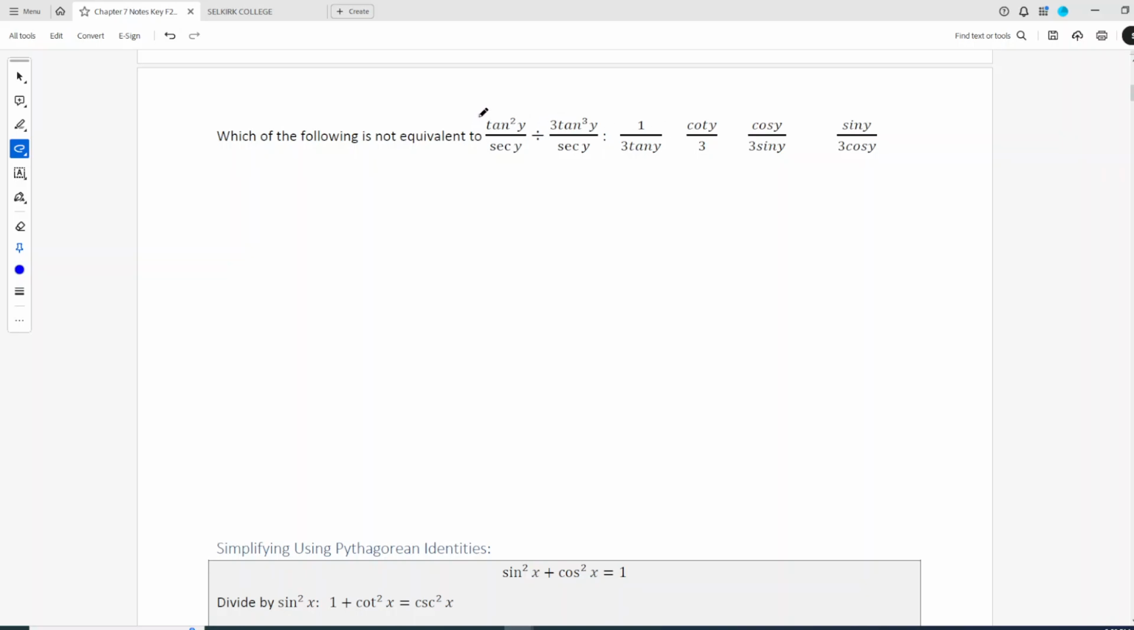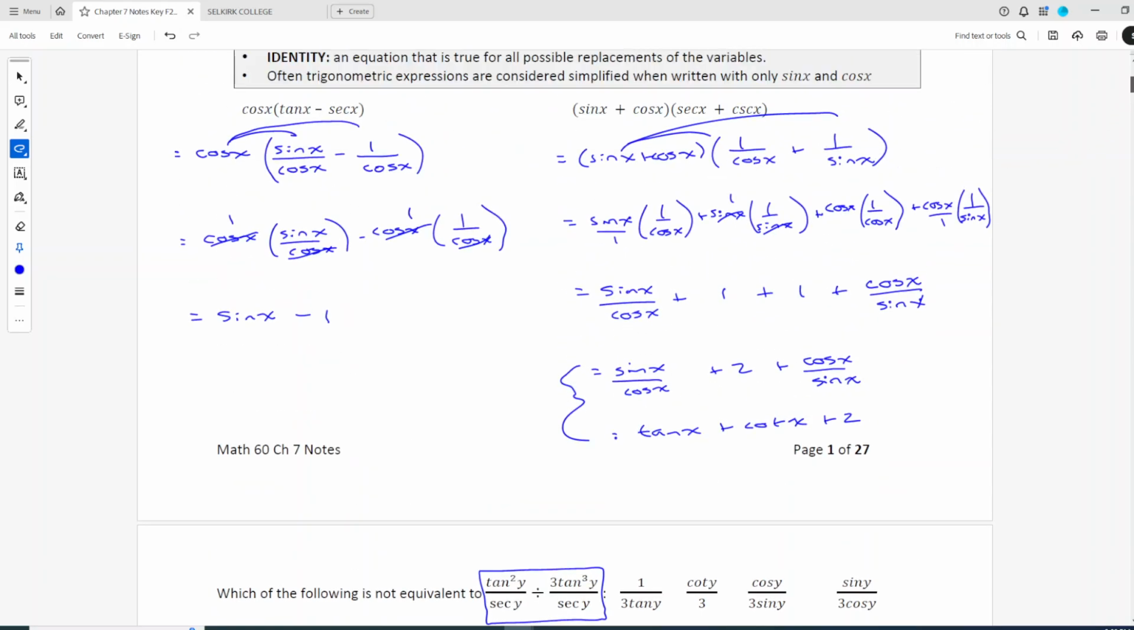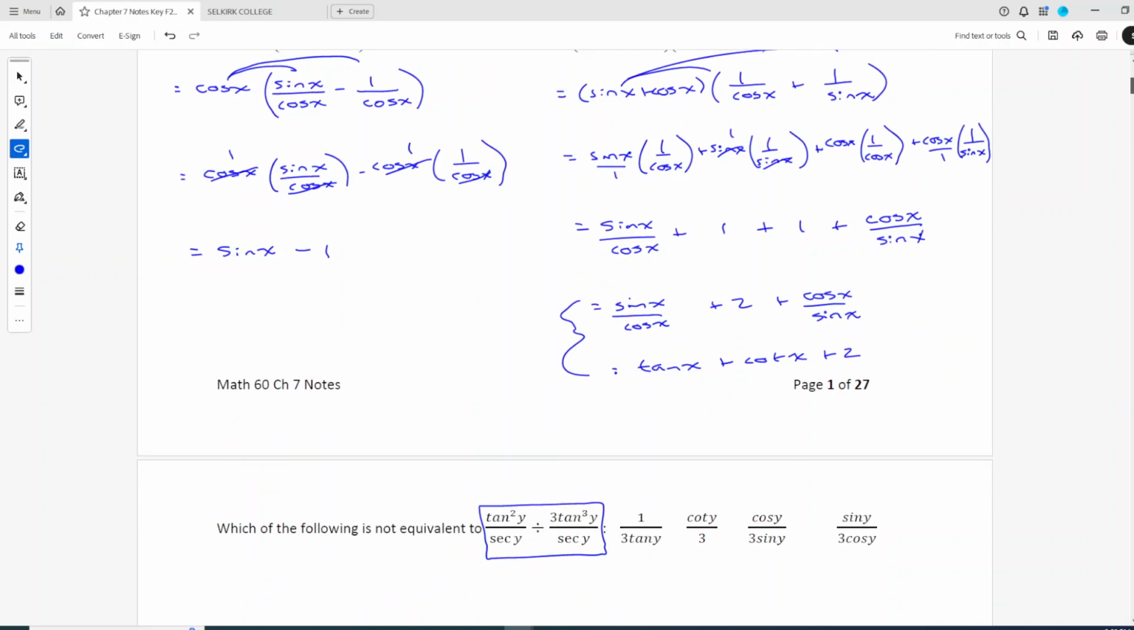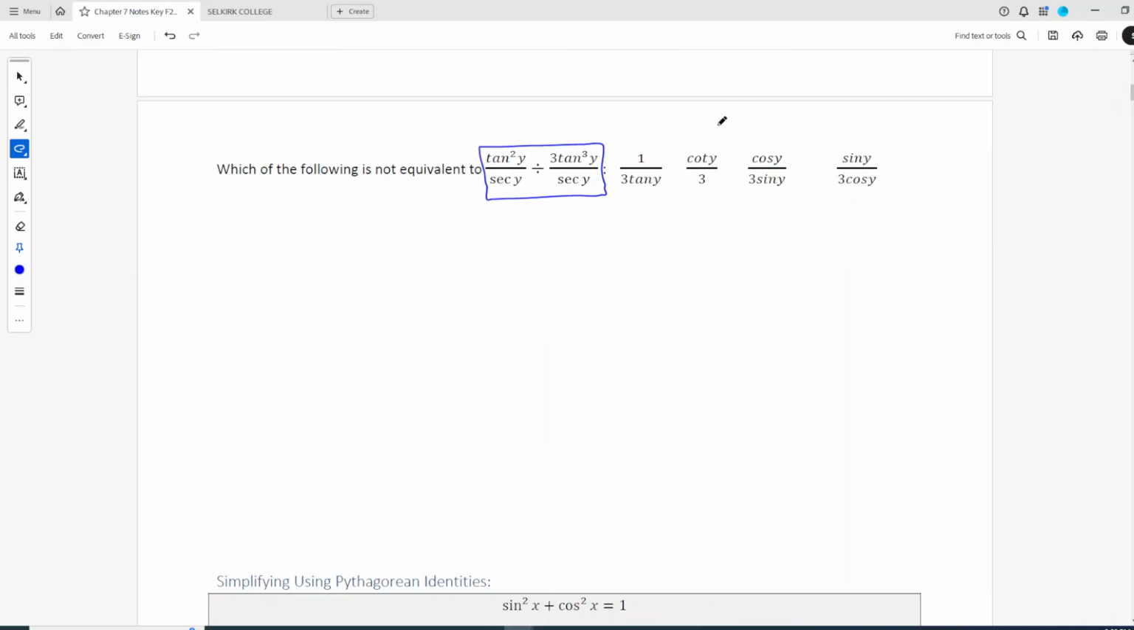So I've got this expression, tan squared y over secant y, divided by 3 tan cubed y over secant y, and it's going to be equivalent to 3 of these and not the 4th, and we have to figure out which one's which. So in the previous example, the first thing we did was change everything into sines and cosines, because I knew that if I did that, it was going to make life easier. With this one, when I look at it, I have tan squared, I have tan cubed, I have secant. I'm actually not going to change into sines and cosines first.